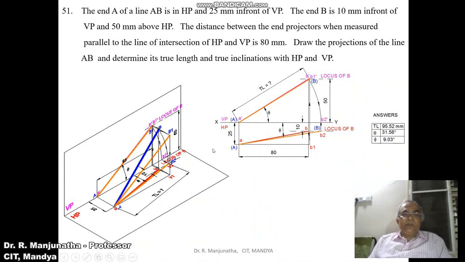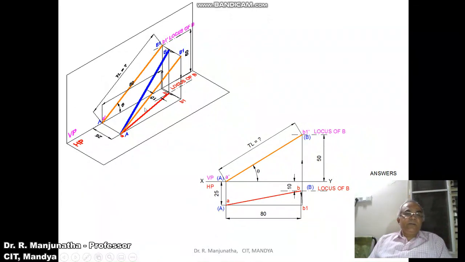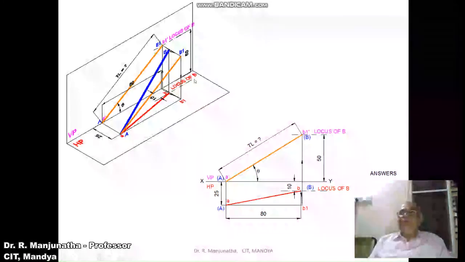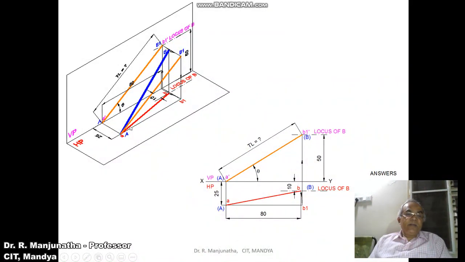Now we will take it step by step. First we consider A is 25 mm in front of VP. The distance is seen in the horizontal plane, and B is in front of VP by 10 mm. This is the locus of B in the top view. Similarly, when you look from the front view, A is in HP, so it is on the XY line, and B is 50 mm above HP. That image can be seen in the vertical plane. So you have the locus line in the front view and the locus line in the top view.